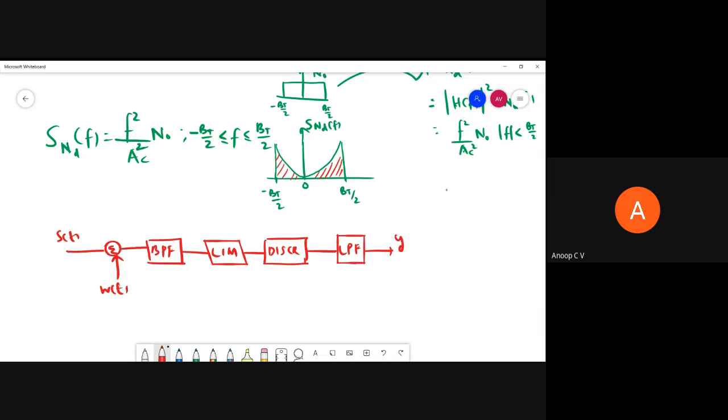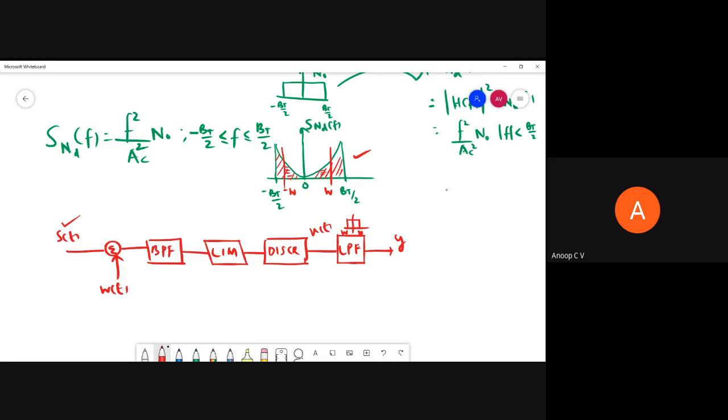So if V of t is passed through a band pass filter which will allow from minus W to plus W, what will happen? The band which is beyond W and minus W will be removed, so only this much will be there. This BT, if you remember, is the bandwidth of our S of t, that is our FM modulated signal.